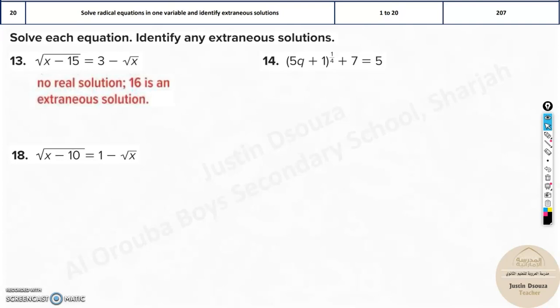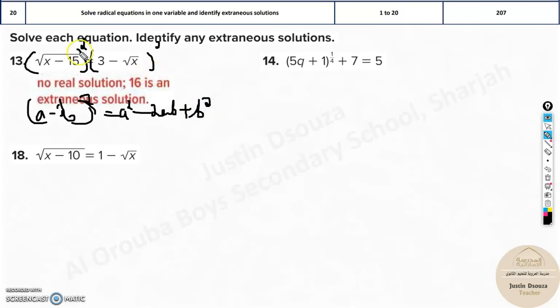What does this extraneous solution mean? Now, see, the solution 16 is the answer. Let's solve this. You need to square on both the sides to solve and then apply the identity (a minus b) the whole square on the right side, that is a square minus 2ab plus b square. Now here let's solve it. It'll be x minus 15 equals 3 square minus 2ab, that will be 6 root x, plus b squared, that will be square root of x the whole square, which is x.